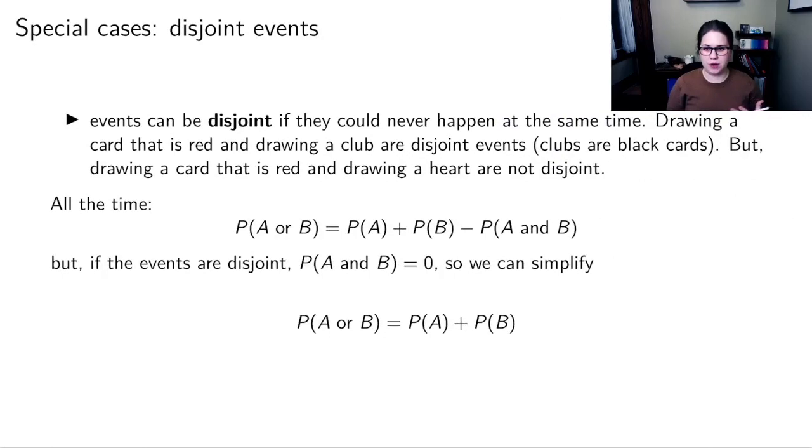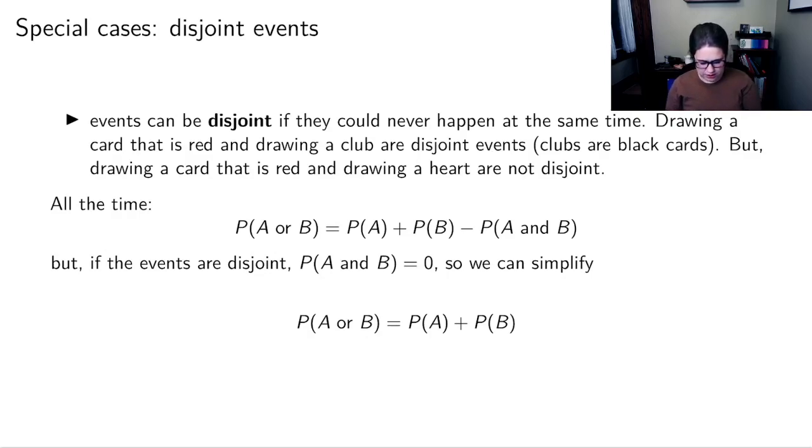So there's something known as a disjoint set of events. Events can be disjoint if they could never happen at the same time. So drawing a card that's red that is also a club, that's a disjoint event because clubs are black cards. You could never have both of those things happen at the same time. But you could draw a card that is red and draw a card that's a heart at the same time because hearts are a red card.